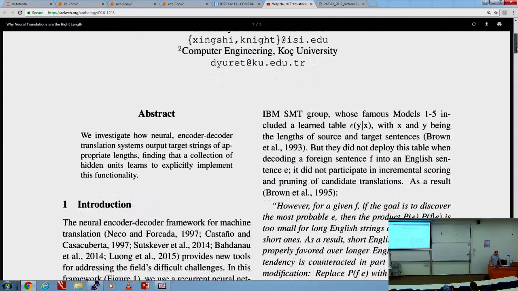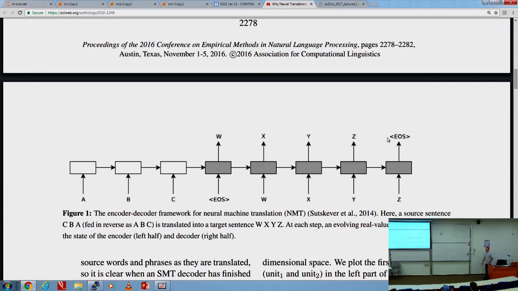The particular model we're interested in here is a sequence-to-sequence model. So let's remember what a sequence-to-sequence RNN does. You have an input sequence, ABC, that gets processed by an RNN called the encoder. The encoder finally produces a hidden vector that we pass as the initial hidden state of a different RNN called the decoder, and the decoder starts generating some tokens, some words, until we get the end of sentence token, at which point we stop.